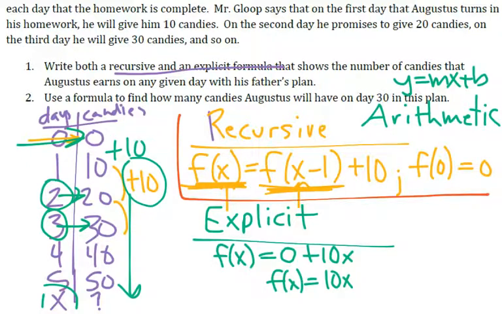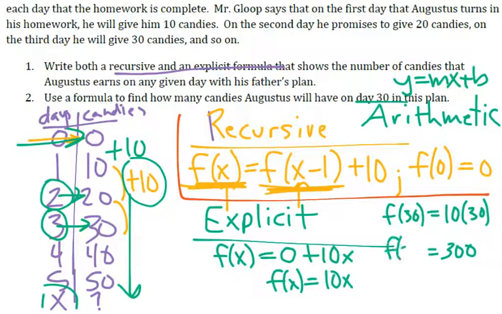Because if 2 days, 2 times 10 is 20. 3 days, 3 times 10 is 30. 4 days, 4 times 10 is 40. So what would it be on day 30? Well, we'd go to 30 days. So you'd go f of 30. And then we evaluate the function at 30. Well, 10 times 30 would be 300. So at the point where the x value equals 30, the days equal 30, the output, the y value, equals 300. That's the point.